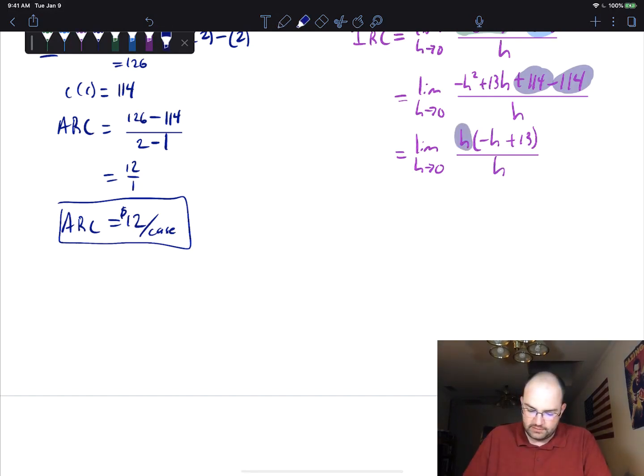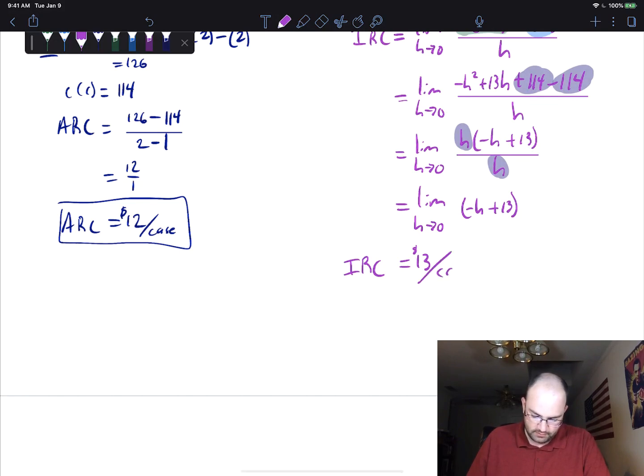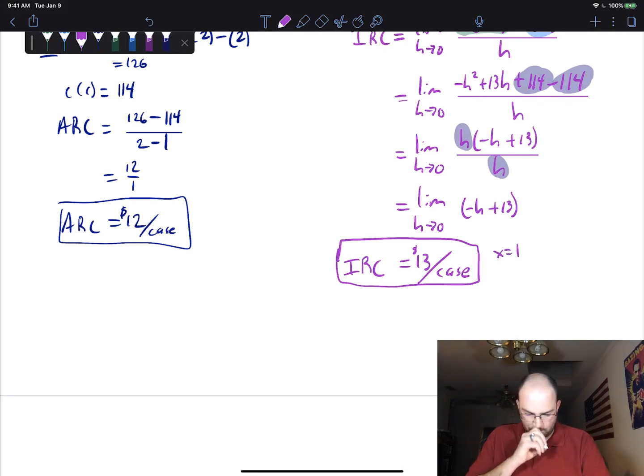Excellent. And now notice that those two h's will in fact cancel each other, and that's going to leave us with the limit as h goes to 0 of negative h plus 13. Then, of course, plug in 0 for the h and simplify, and that's going to give you 13. So the instantaneous rate of change is going to be $13 per case. That's when x equals 1.